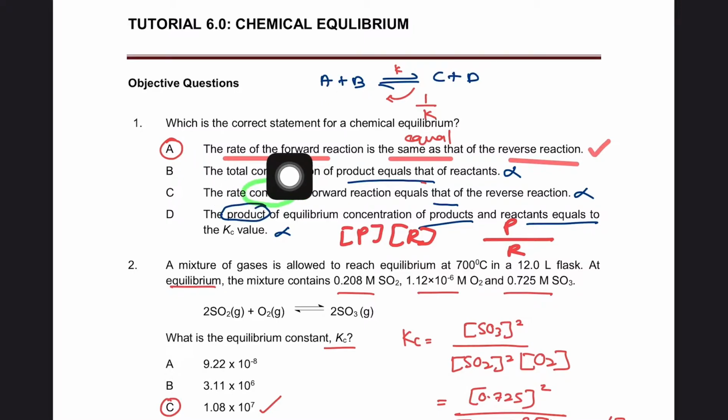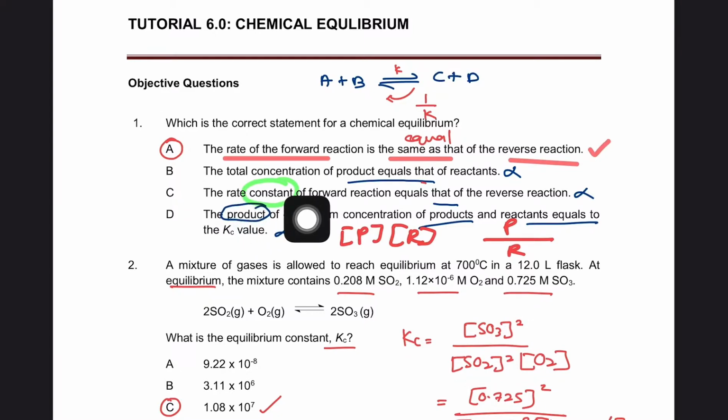The rate of forward reaction is equal to the rate of reverse reaction. That's true, we know that, but now let's read the next option. The total concentration of products equal to that of reactants. No, it does not necessarily have to be equal. It just has to be constant when chemical equilibrium is achieved.